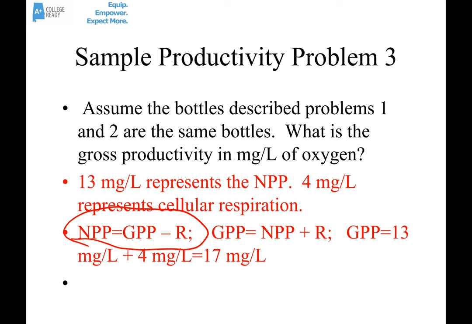So here's our equation after we solve for GPP. NPP is our net primary productivity. We measure that in the light. So our change in dissolved oxygen in the light was 13. Respiration, we can measure in the dark. And in the dark, we measured a change of 4 milligrams per liter. So we put 13 here, 4 here. So we end up with a gross primary productivity of 17 milligrams of oxygen per liter of water.